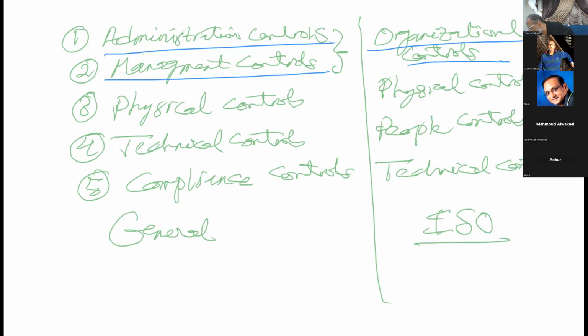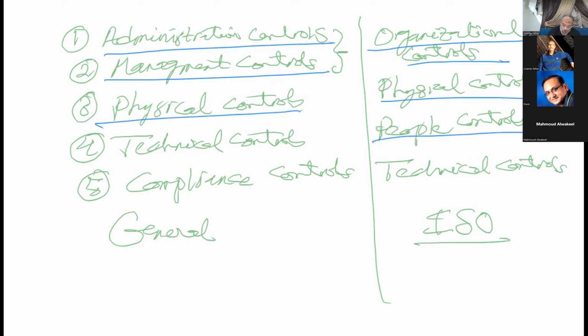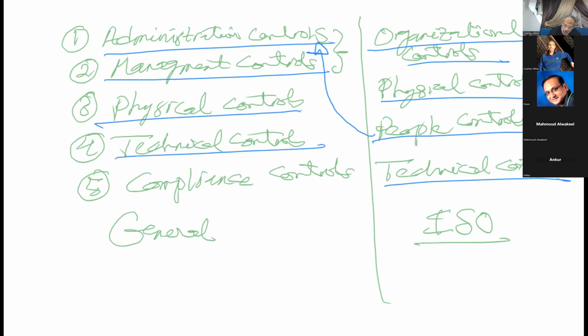For the physical control, it is the same. Physical controls, we don't have any difference: here physical control and there physical control, both of them are the same. People control will be a part of the administration control. Technical controls are technical controls, and we have the compliance controls.